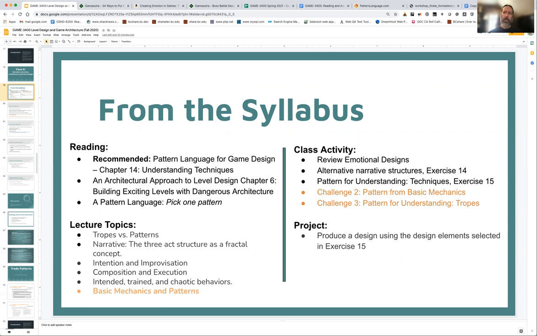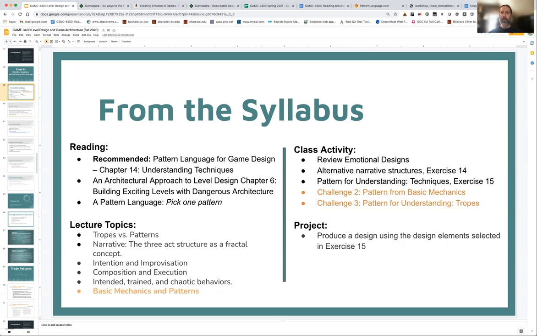Lecture topics this week, we're going to be talking about tropes versus patterns. I know a couple of people had asked about that in their writings early on. We'll be talking about narrative, particularly the three-act structure and how that's a fractal concept. And then improvisation versus composition and execution, intended, trained, and chaotic behaviors in players, and then a little bit about basic mechanics and patterns in one of the challenge exercises. So a lot of lecture topics.